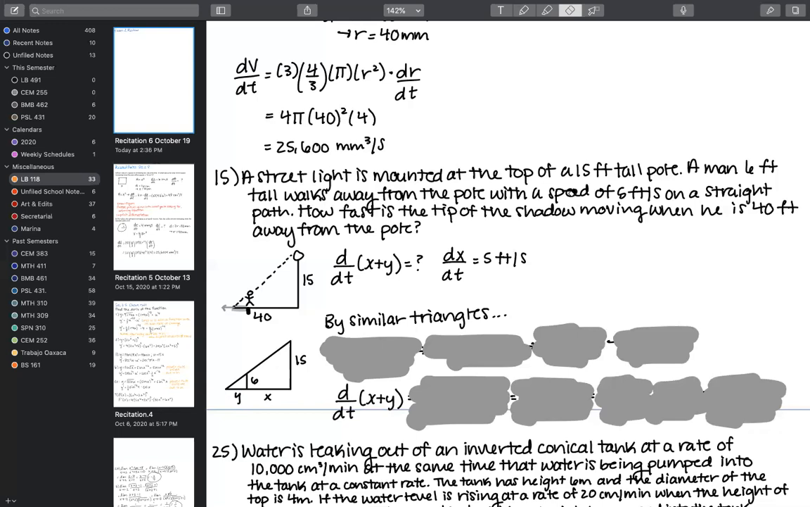And so when we're talking about how far away the tip of the shadow is, we're going to call that extra distance Y. So then the whole distance in terms of how fast the tip is moving from the pole, we're going to call that X plus Y. To find that rate of change, how fast the tip is moving, we're going to find d/dt of X plus Y. However, we don't have information on how Y is changing. And so we have to get X plus Y in terms of X, in the same way that we had to get the diameter in terms of radius, because that's how the volume equation was given to us.